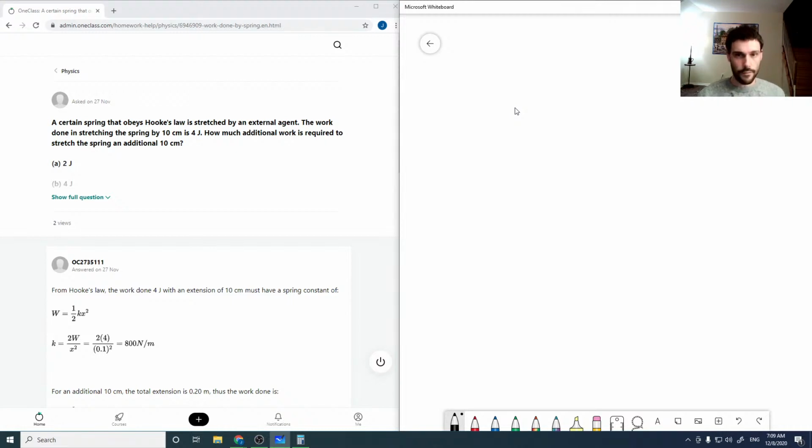Okay, so we have a certain spring that obeys Hooke's law. So Hooke's law is F equals minus k delta x. The work done in stretching the spring by 10 centimeters is 4 joules. So now we're talking about energy.